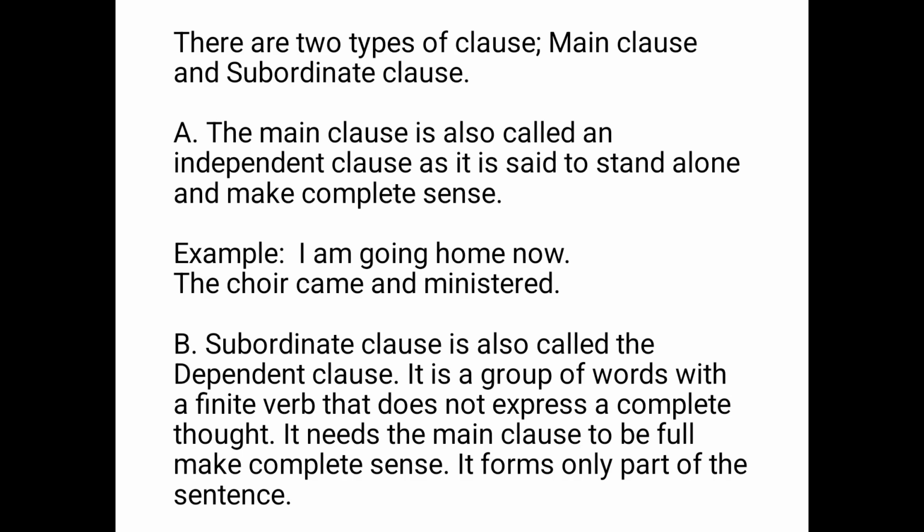Now look at this example of a main clause. The choir came and ministered. You see that you have the subject, the choir, and came and ministered, that's the predicate, the verb. It is complete. All right.